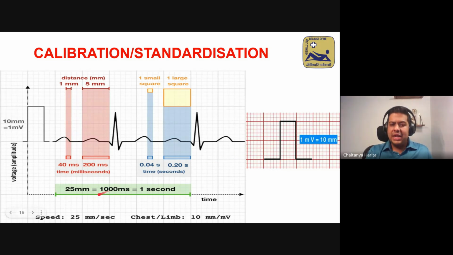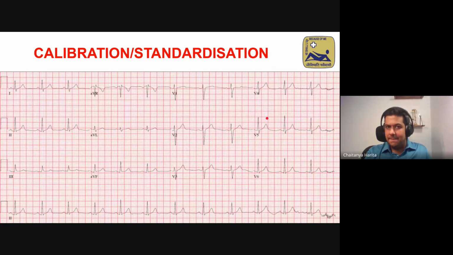Okay, so 25 mm is actually 1 second, and in 1 second you will get 5 big boxes in width, and each big box is 5 mm in height. So this is called calibration or standardization. Now, why am I harping on this? You will see in the next slide.